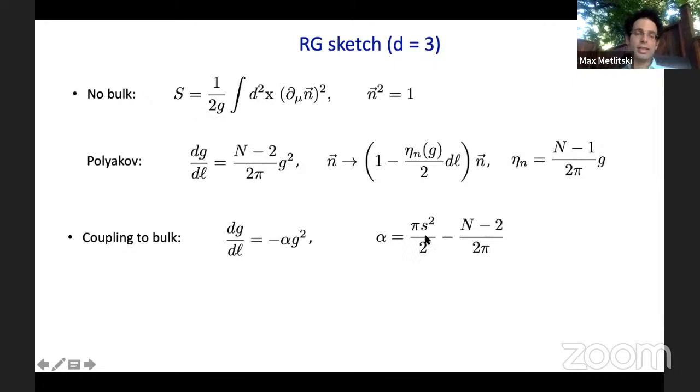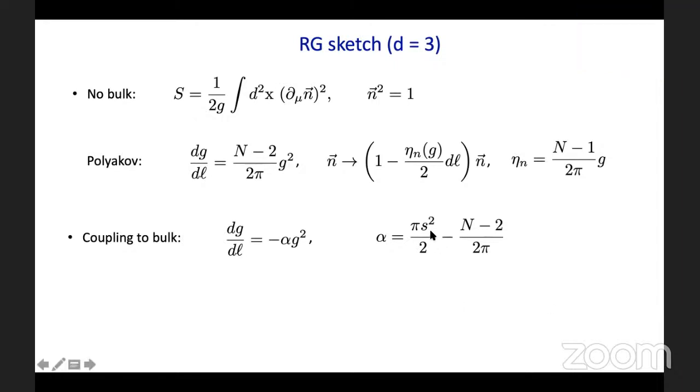S here is a universal number, and it's related to the ratio of certain universal amplitudes at the normal fixed point. Remember, the normal fixed point is one where you turn on a symmetry breaking field on the surface. So if we have time, we'll discuss that in more detail. For now, let's just remember that S is a universal number. But it looks a little bit like going to effective n, right? At least superficially.